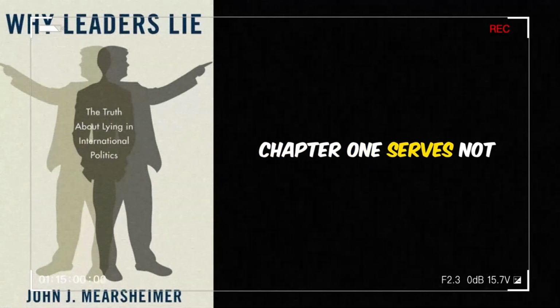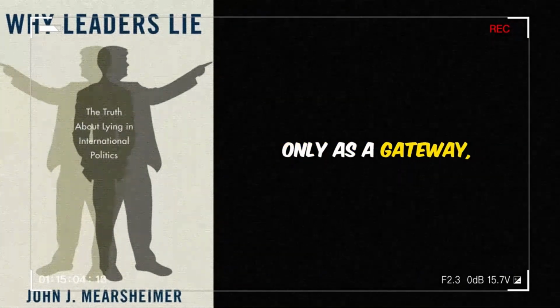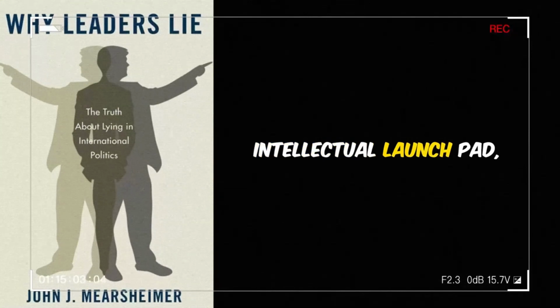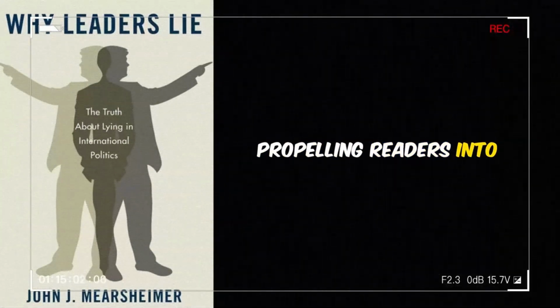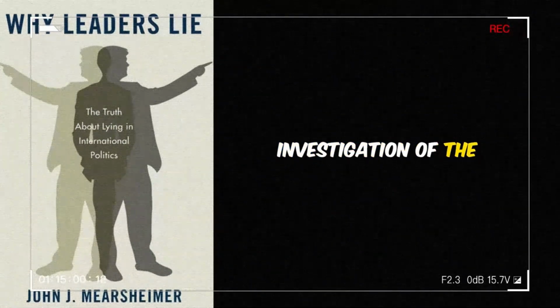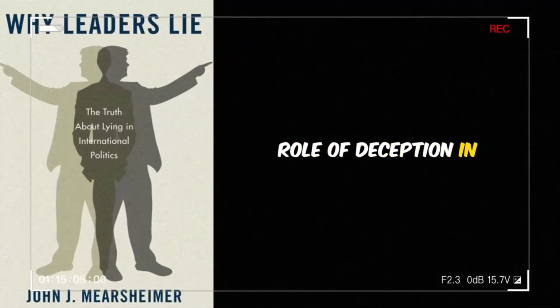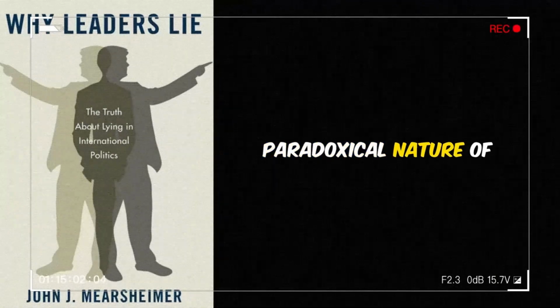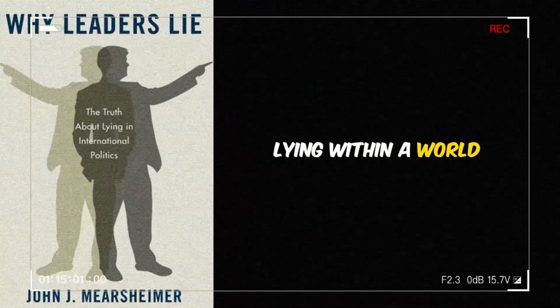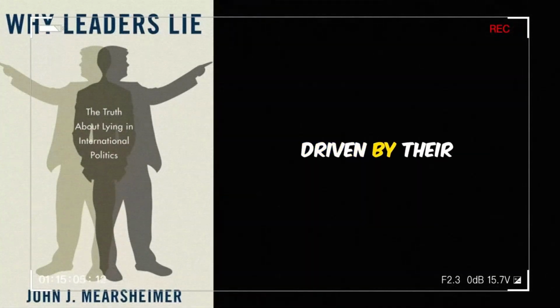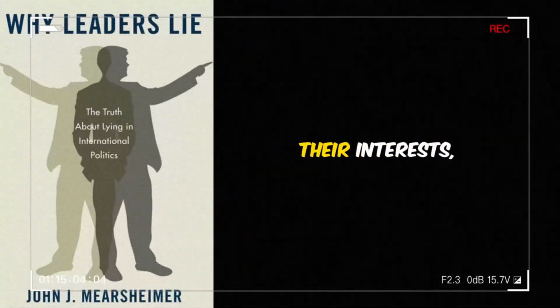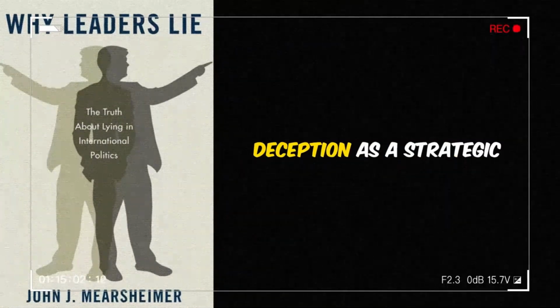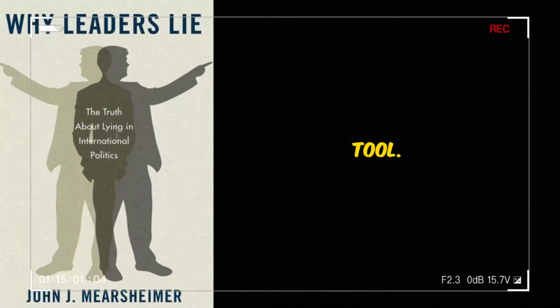Chapter 1 serves not only as a gateway, but also as an intellectual launchpad, propelling readers into the broader investigation of the role of deception in international politics. It underlines the paradoxical nature of lying within a world where states, driven by their imperative to secure their interests, sometimes employ deception as a strategic tool.